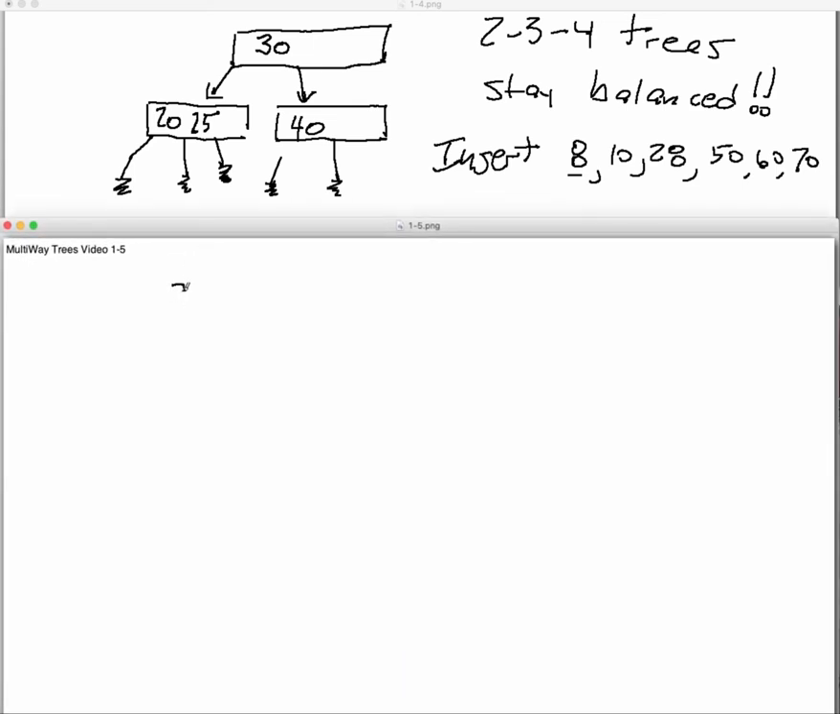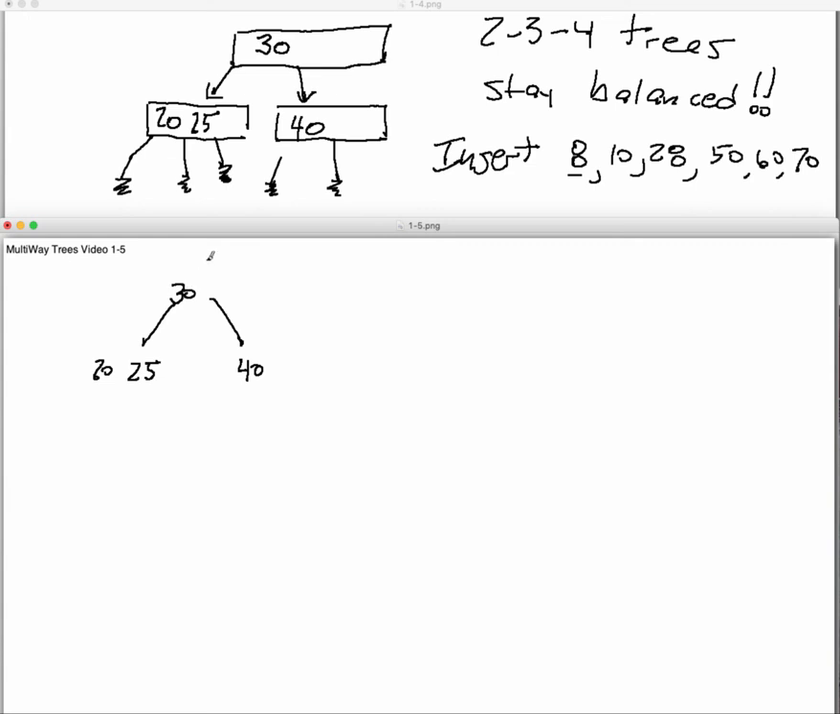So I had a 30 here. Okay, and over here, it was pointing down to a 20 and a 25. And over here, it was pointing to a 40. And I'm going to start to take some shortcuts here, but I think you'll let me. So I'm going to insert an 8.